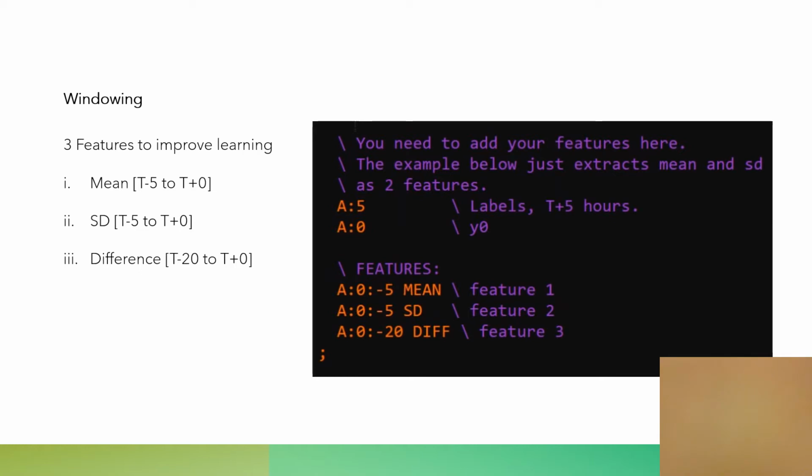Okay, next we focus on windowing, and this will enable us to improve the learning. We use a mean of t minus 5 to t plus 0. Same for the standard deviation, and the difference of t minus 20 to t plus 0.